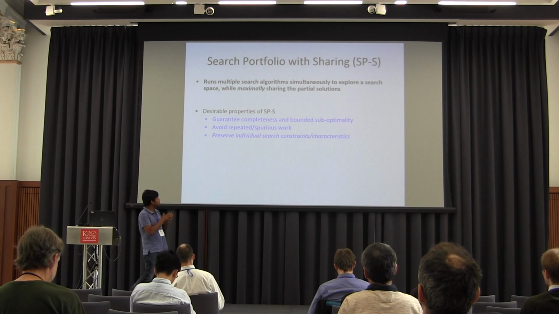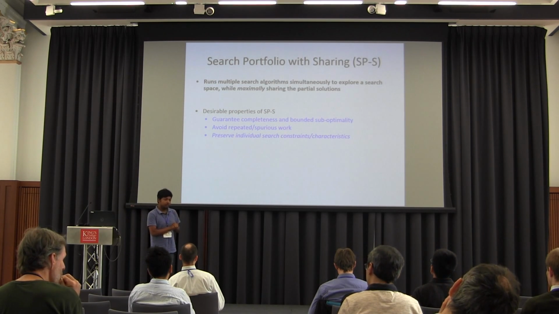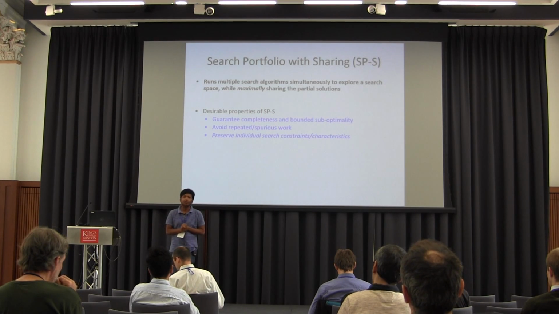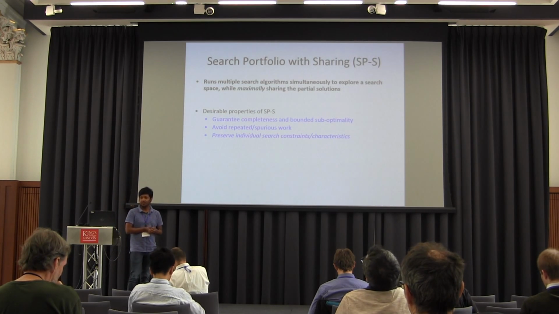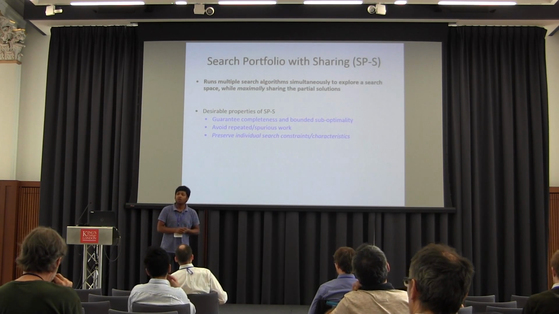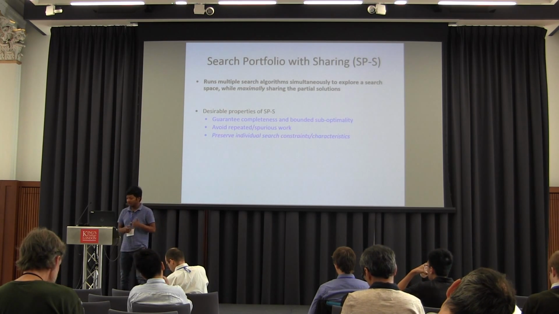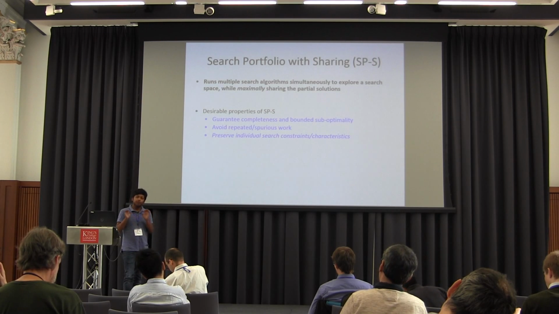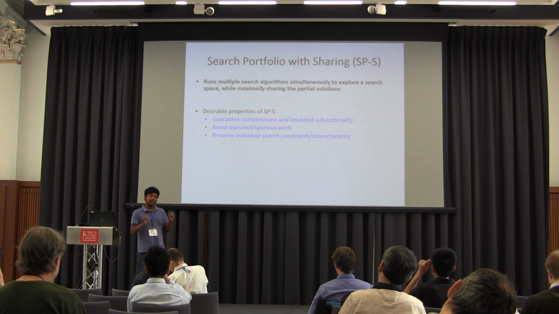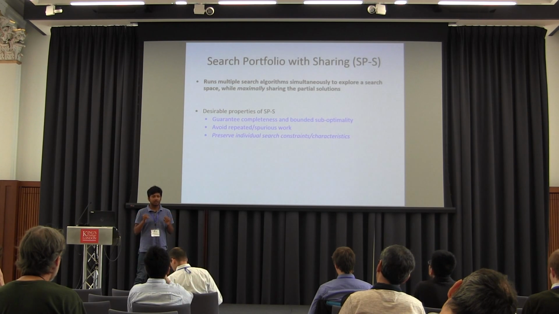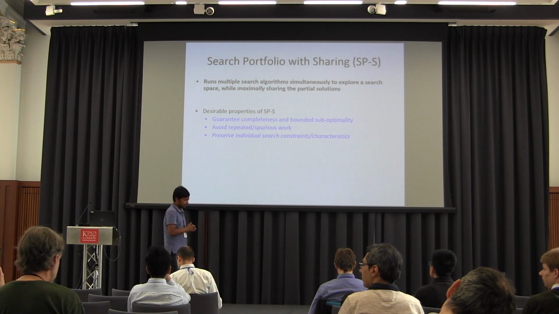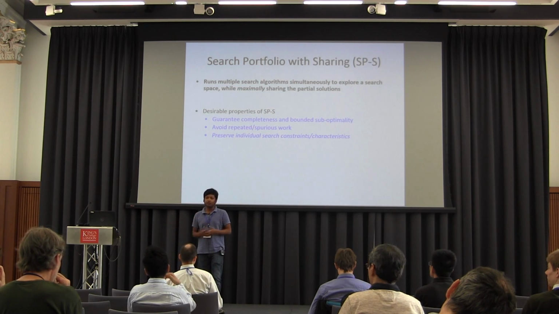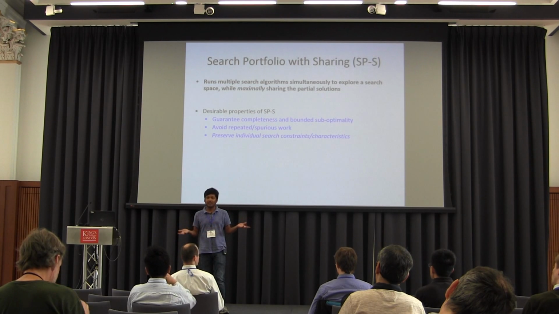Now, before going into the depth of SPS, we tried to design this framework keeping some properties in mind. So we call them desirable properties. The first two are very standard for any search algorithms. We want to guarantee completeness and bounded suboptimality. We also, of course, want to avoid repeated work. The third one is a bit tricky. We want to preserve the individual search characteristics as well as constraints. Now, for a black box kind of portfolio, this is never a problem, as the algorithms are never mixing and merging, they always maintain their individual characteristics. But if I throw the entire frontier computed by vector tester search to beam search, then beam search characteristic is gone.